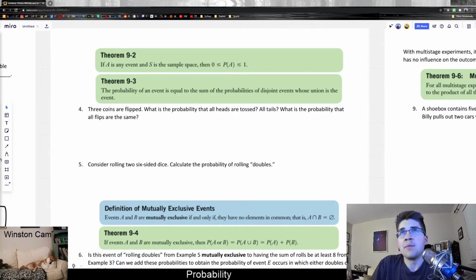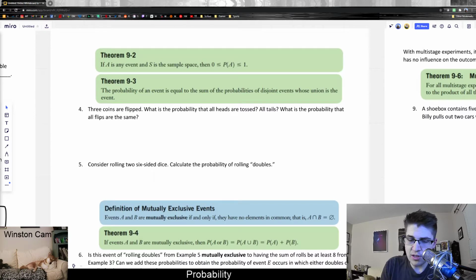So let's look at an example. Number 4 says 3 coins are flipped. What is the probability that all heads are tossed? What about if all are tails? And then the last question it asks us is, what is the probability that all flips are the same? Again, we could start off by looking at, okay, what is our sample space? What is our event space for each of these examples?